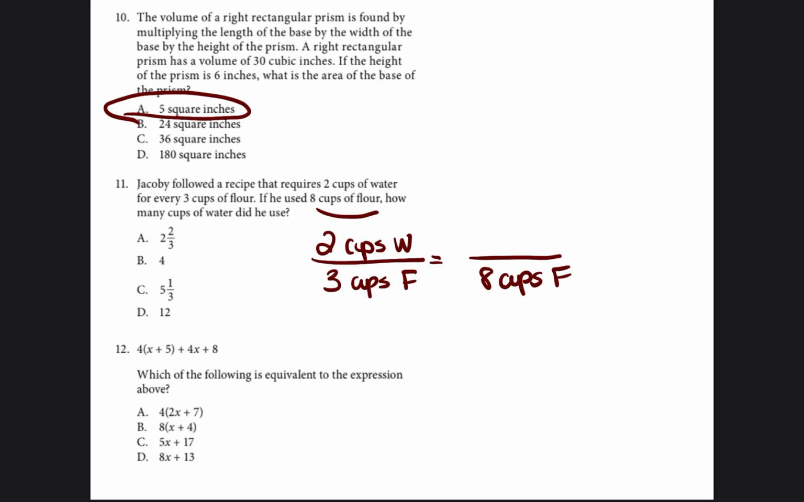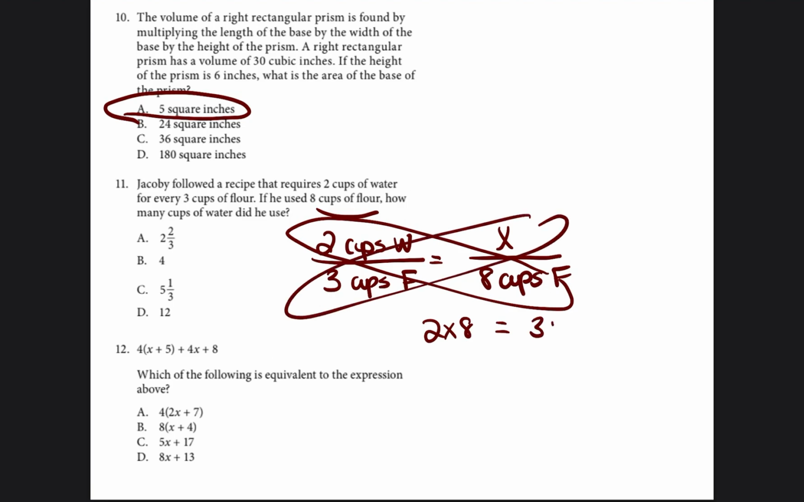So if you use 2 cups of water for every 3 cups of flour, if you use 8 cups of flour, how many cups of water did he use? So we need to find how much water he used, which is on the top. So I'm going to use the butterfly method. 2 times 8 is equal to 3 times x. 2 times 8 is 16.